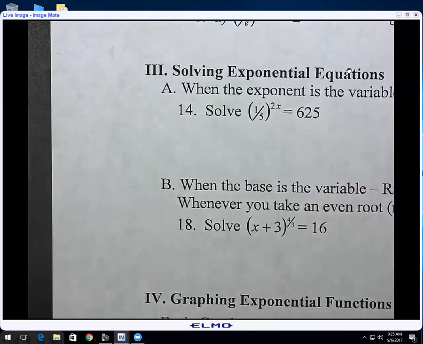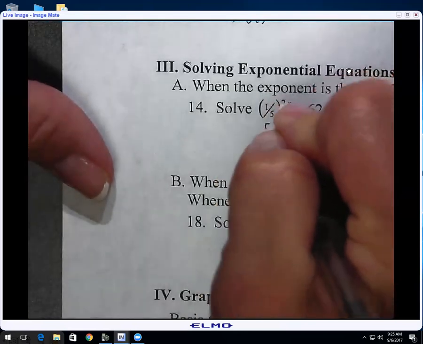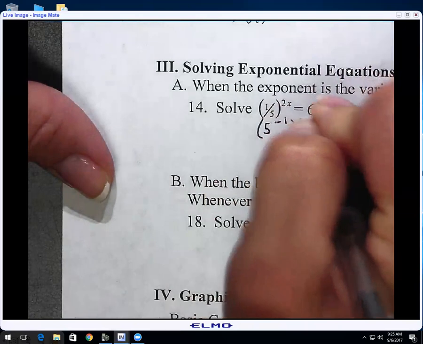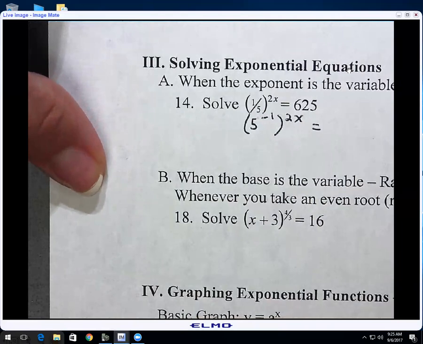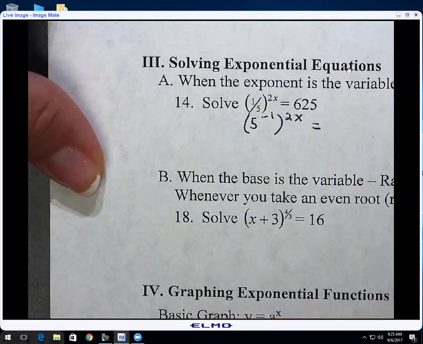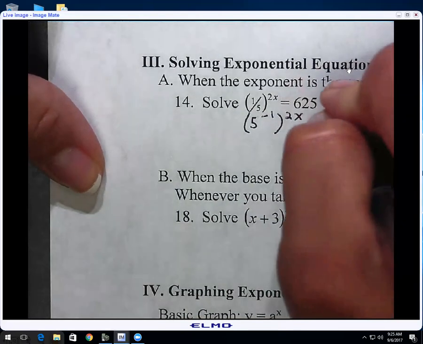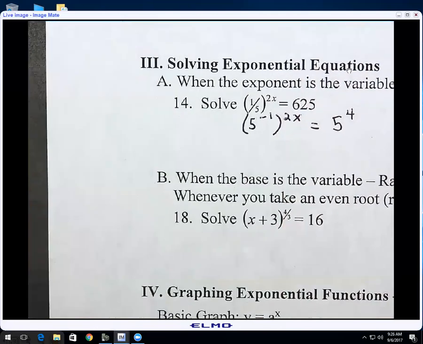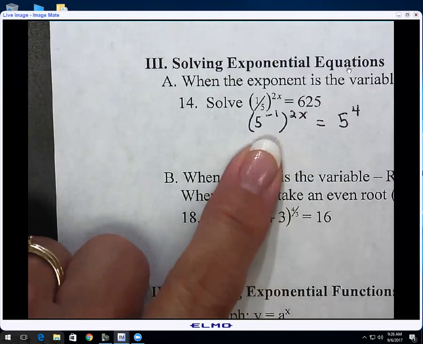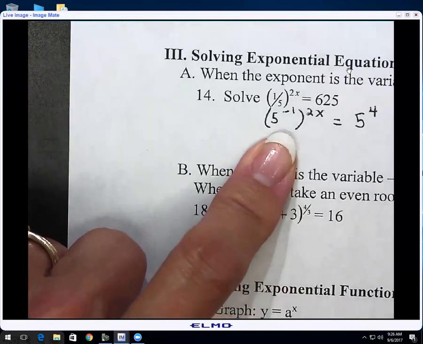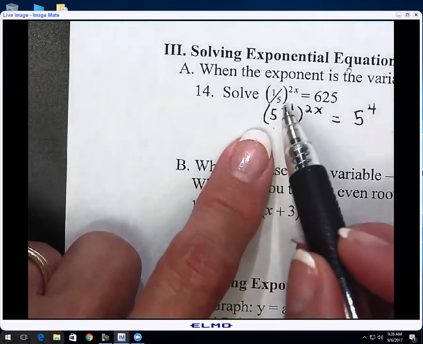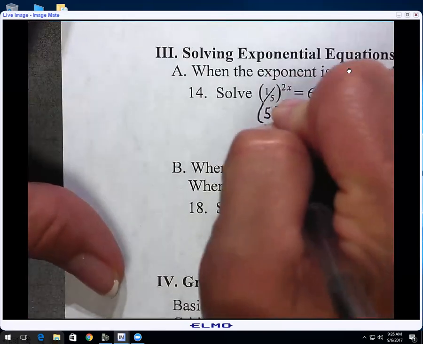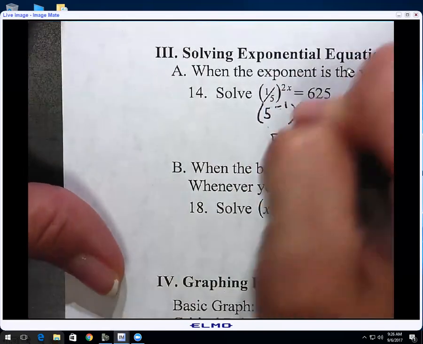5 to the -1. And all I'm doing is just making this substitution, still in parentheses, still have the 2x outside. How can I write 625 as a power of 5? 5 to the 4th. You might have to do some counting on the calculator or with your fingers to figure that out. That left-hand side isn't base 5 until I remove the parentheses. That's still base 1/5. It's base 5 when I remove the parentheses and write it as 5 to the what? -2x.